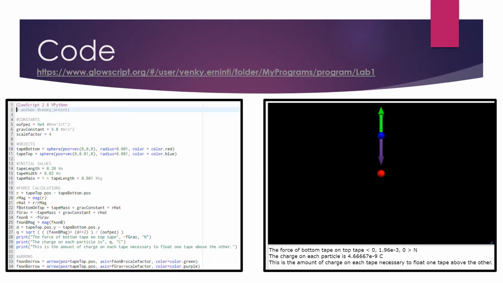And so here's my code. You have your constants right here, your objects, the tape bottom, tape top as vectors, the properties of the tape, and then here are force calculations, and then finally at the end, here are the arrows that project the result up here. So the green arrow, you have the force of the bottom tape on the top tape, and the purple arrow is the force of gravity.